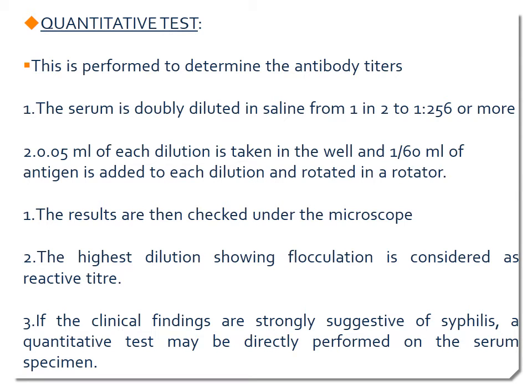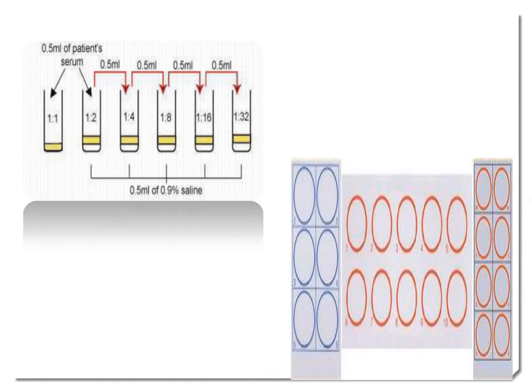Quantitative test, this is performed to determine the antibody titer. The serum is doubly diluted in saline from 1 to 256 or more. 0.05 ml of each dilution is taken in the well and 1/60 ml of antigen is added to each dilution and rotated in a rotator. The results are then checked under the microscope. The highest dilution showing flocculation is considered as reactive titer. If the clinical findings are strongly suggestive of syphilis, a quantitative test may be directly performed on the serum specimen. So this is how it works.